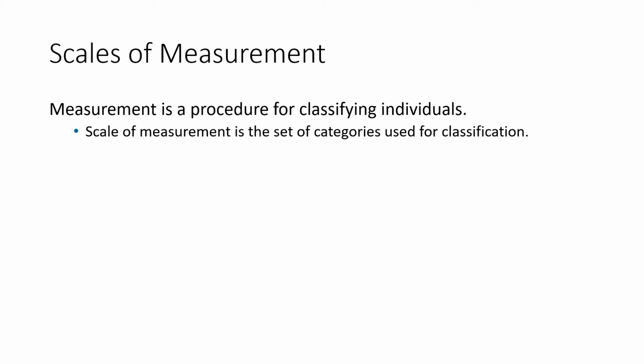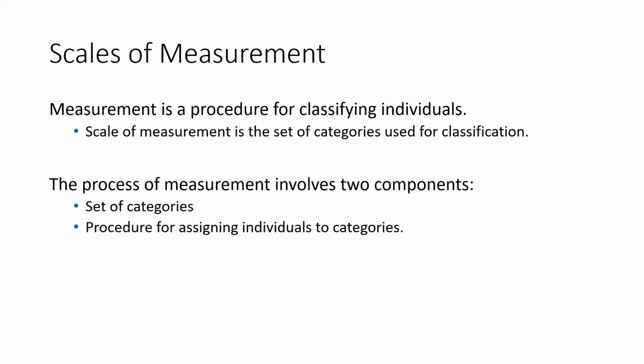Next, let's look at scales of measurement, and then we'll get to levels of measurement. Since measurement is a procedure for classifying individuals, a scale is a set of numbers or categories used for classification. So the process of measurement involves two components: the set of categories and the procedure for assigning individuals to the categories. These categories in this case can be different numbers.